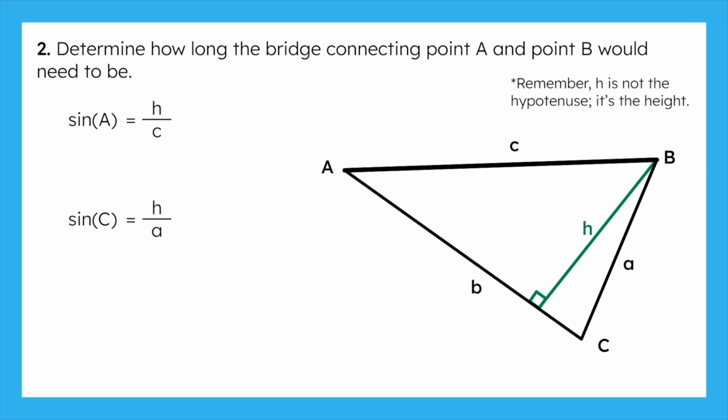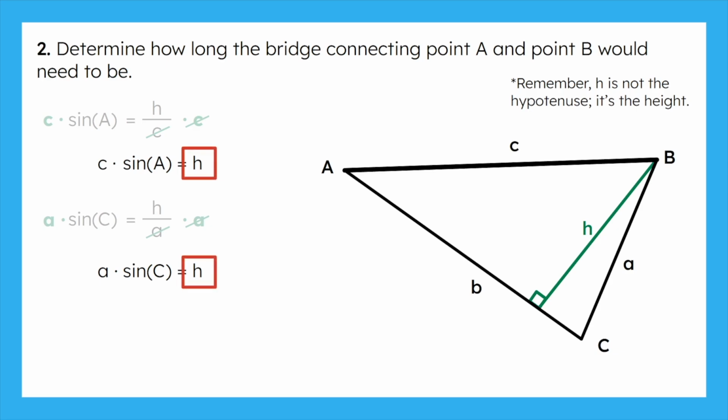Starting with the first equation, I'll multiply both sides by the denominator c to isolate h. The c's cancel out, and c times the sine of A is equal to h. Now let's do the same thing with the second equation. Multiply both sides by the denominator a. The a's cancel, and we can write a times the sine of C is equal to h. Both of these expressions are equal to h, so they must be equal to each other. c times the sine of A equals a times the sine of C.